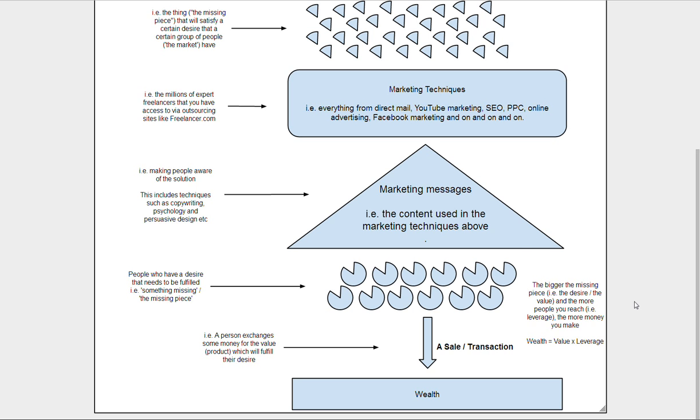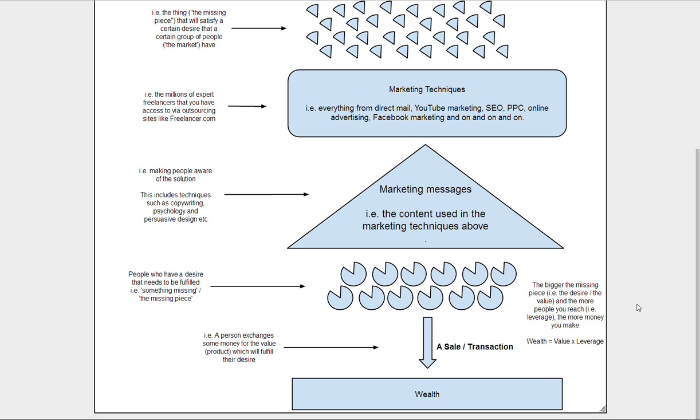The alternative is if it's a very, very valuable product and there's a massive missing piece, then each individual person will pay more for it. So you need to sell less of them to make the same amount of money. And that's why I put here wealth equals value times leverage. The value is the size of the missing piece that you give to people. That's like whether you sell a penny sweet, because it really only satisfies a very small desire.